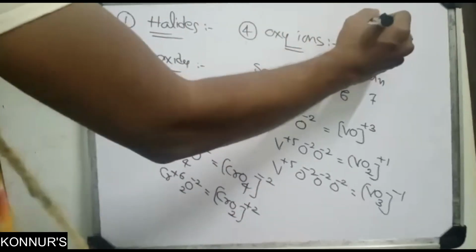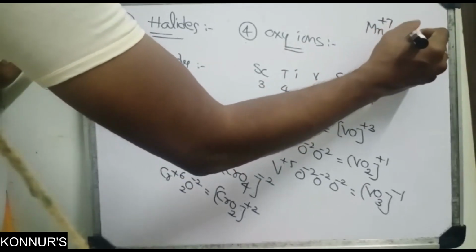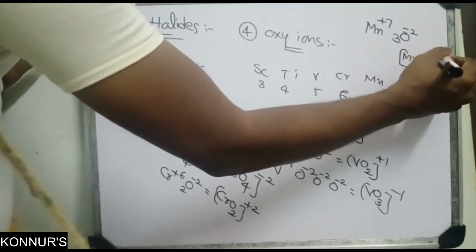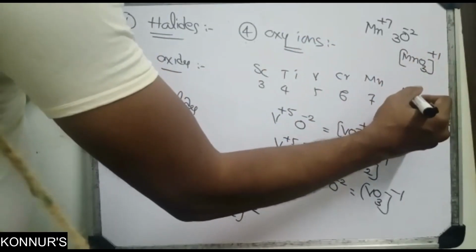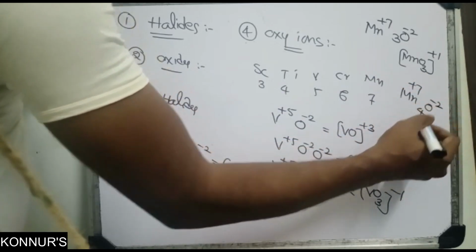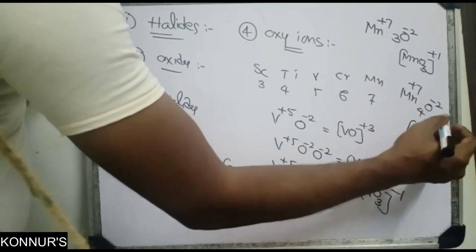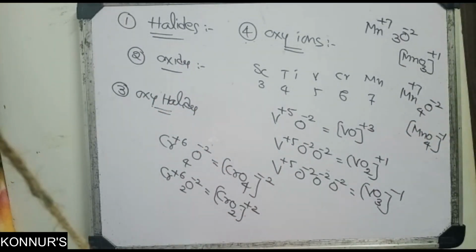Suppose manganese is there. Manganese is plus 7. So I will take 3 oxygens. 3 oxygens means MnO3. 3 twos is 6, so you can write plus 1. Suppose more than that, Mn plus 7, 4 oxygens I am taking. So 4 twos are 8. So MnO4 is minus 1. So like that, these are forming compounds.